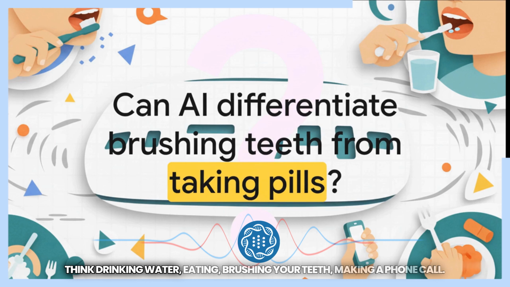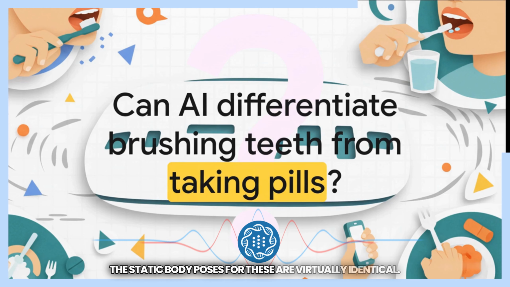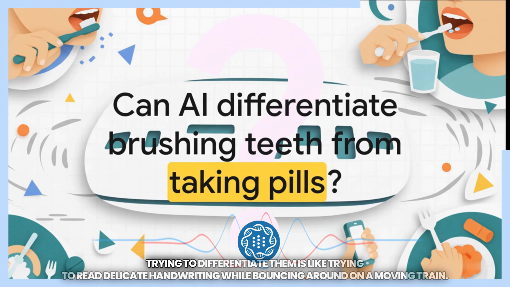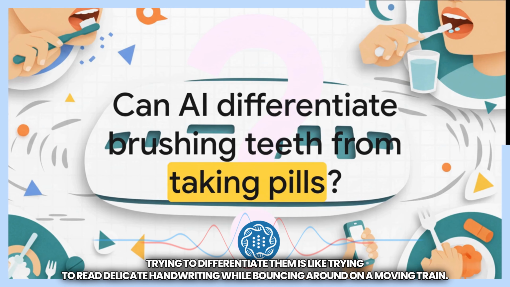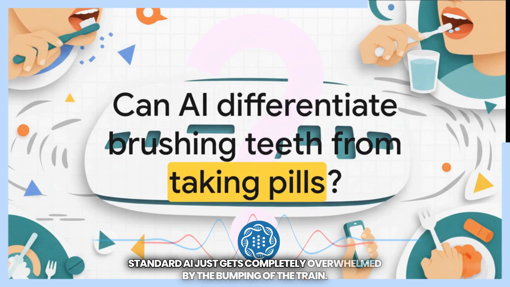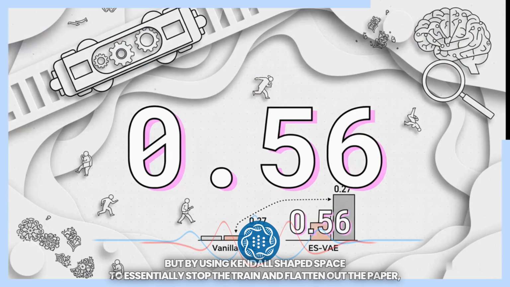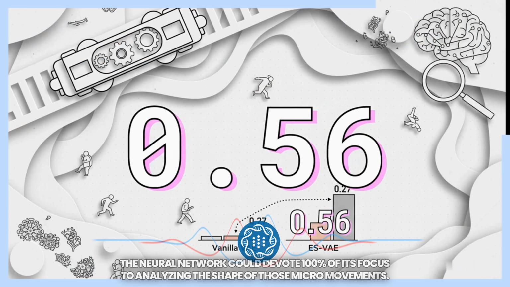Think drinking water, eating, brushing your teeth, making a phone call. The static body poses for these are virtually identical. Trying to differentiate them is like trying to read delicate handwriting while bouncing around on a moving train. Standard AI just gets completely overwhelmed by the bumping of the train. But by using Kendall-shaped space to essentially stop the train and flatten out the paper, the neural network could devote 100% of its focus to analyzing the shape of those micro-movements.